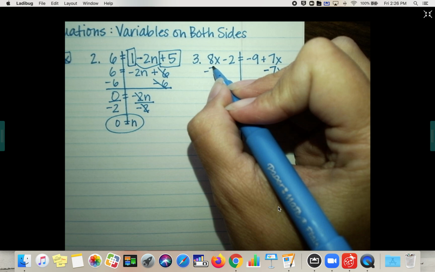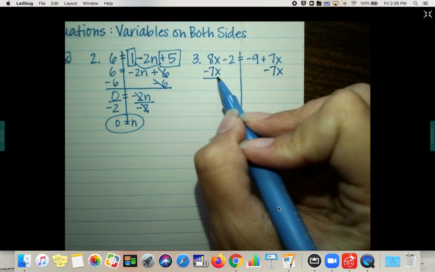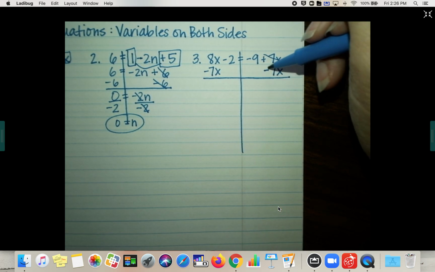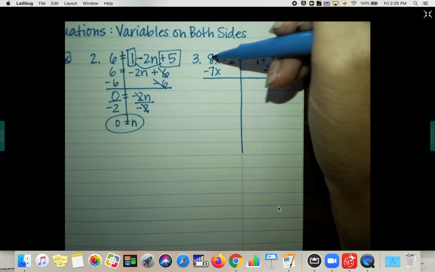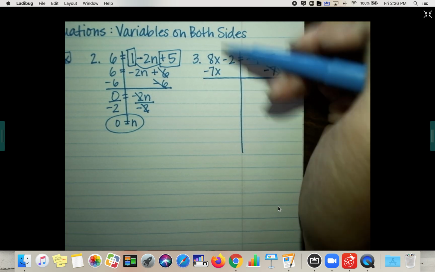So what you do to one side, you have to do to the other. Notice I'm lining them up with their like term because those are the ones that you can combine them with. These will cancel, positive 7x, negative 7x, and these will be combined, 8x and -7x. 8 minus 7 is 1x.